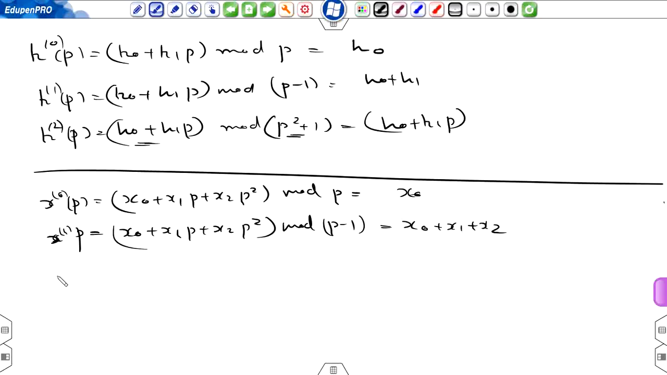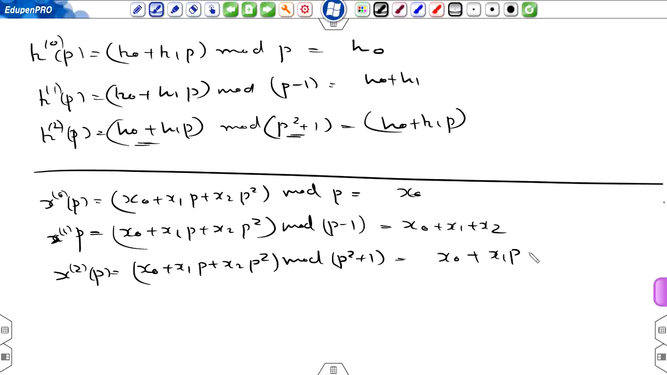the answer will be x0 plus x1 plus x2, and x2p, that is x0 plus x1p plus x2p square mod p square plus 1. Okay, so you have to put p square equal to minus 1 in this polynomial. So the remainder will be x0 plus x1p, p square is minus 1, so minus x2, so that can be written as x0 minus x2 plus x1p.